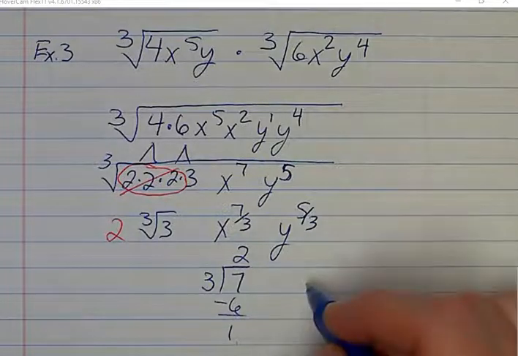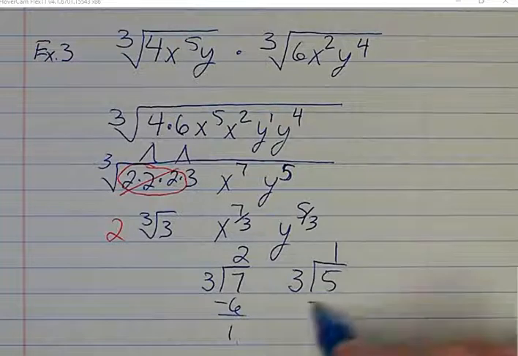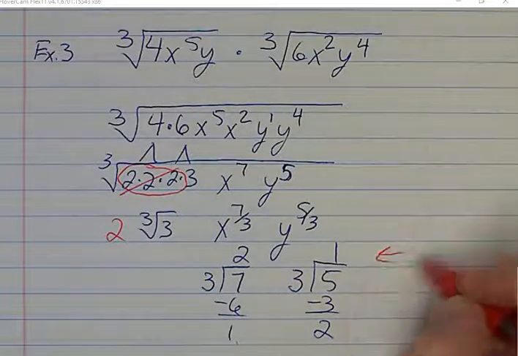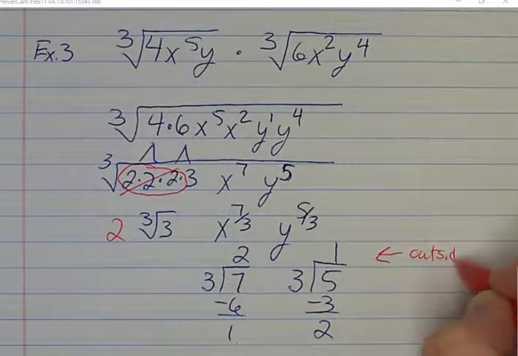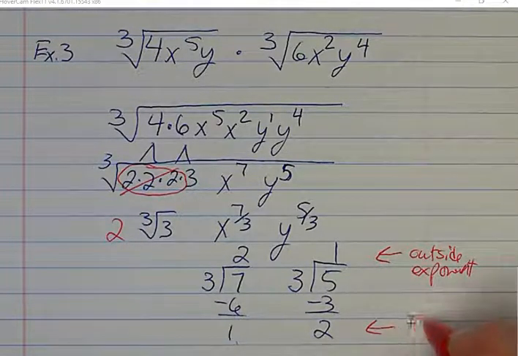And for the y's, same thing. We're going to take 3 and divide it into 5. Goes 1 time with 2 left over. There we go. So again, everything here goes on the outside exponent. Everything here is what's left over on the inside.